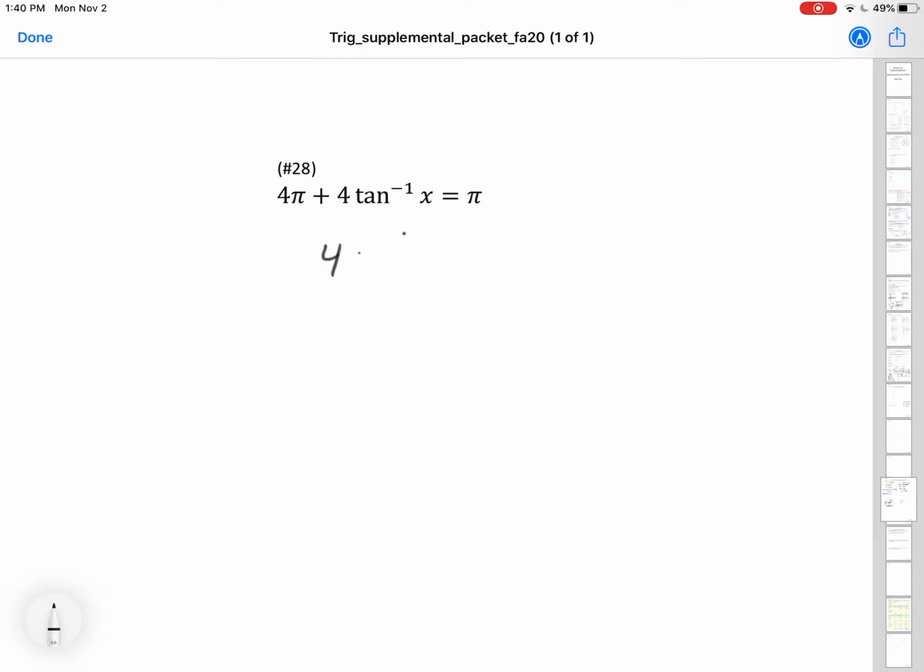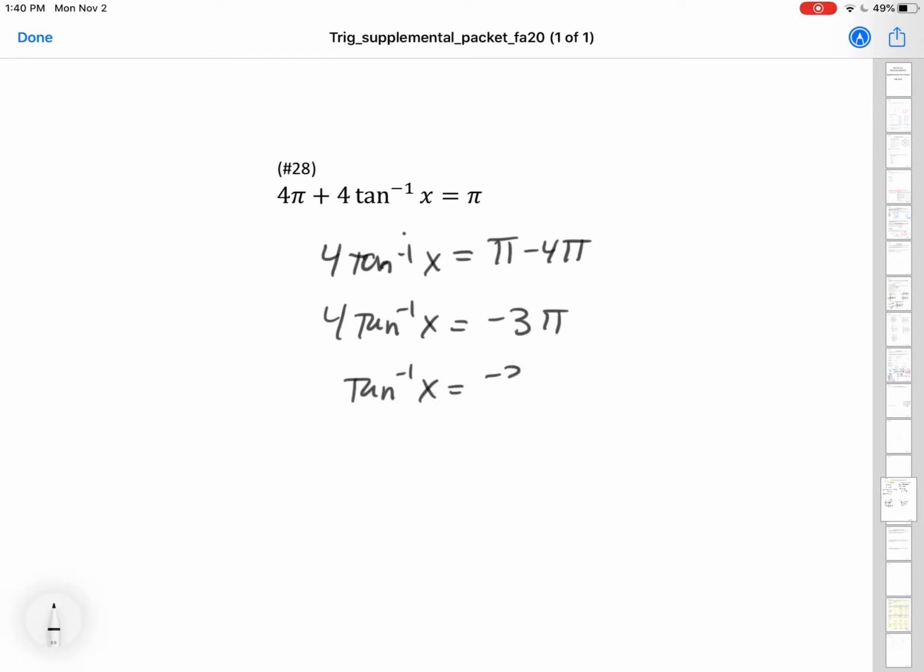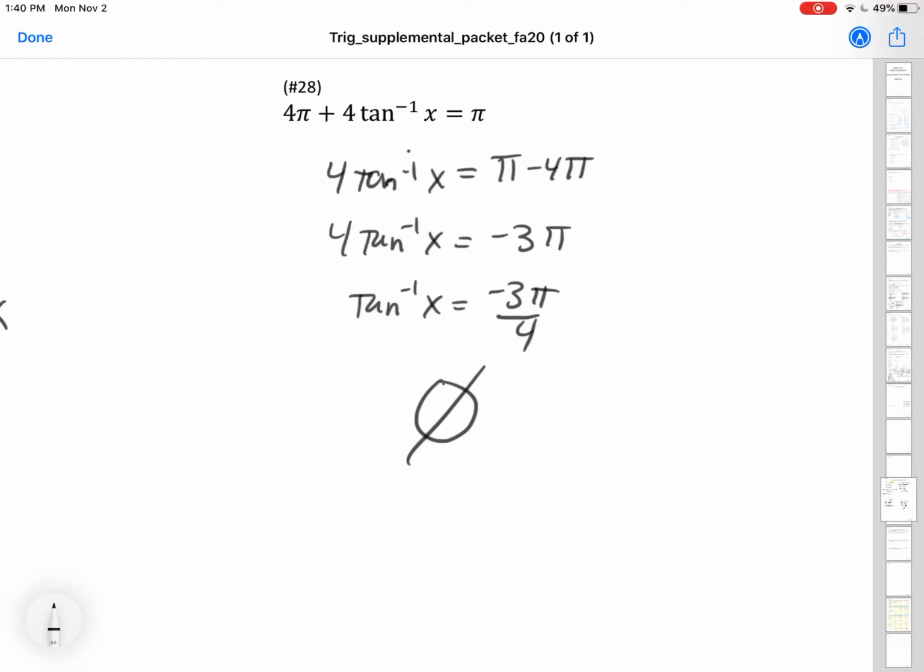So if we take a look at this guy, 4 pi plus 4 tangent inverse x is equal to pi. We get 4 tan inverse x is equal to pi minus 4 pi, or negative 3 pi, or tan inverse x is equal to negative 3 pi over 4. Now they're going to say that this has no solution. That's the symbol that they use. Equivalently, you can write no solution. Do you see why? Because negative 3 pi over 4 isn't in tangent inverse's output.